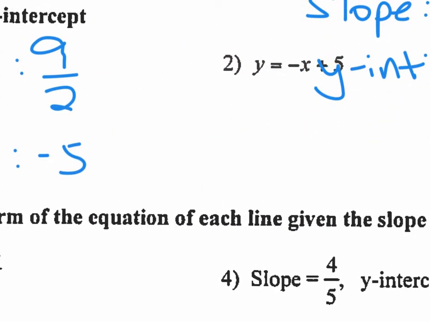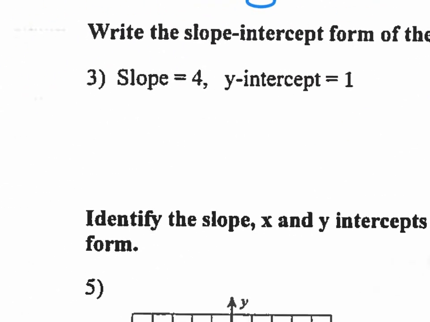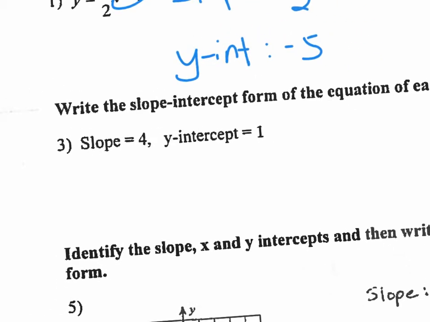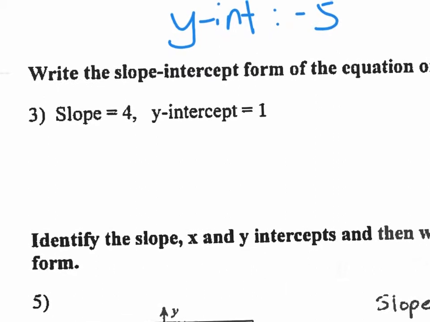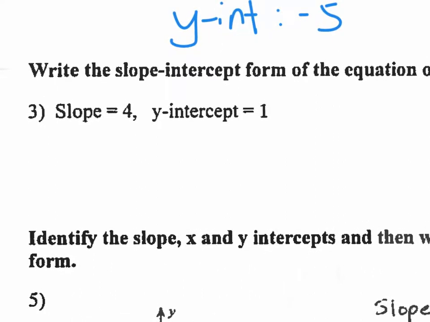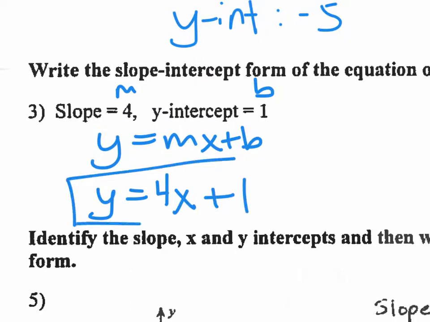for number 3, you're supposed to write the slope-intercept form of the equation of each line. So if the slope is 4 and the y-intercept is 1, I'm going to use the form y equals mx plus b. I'm going to fill in m is 4 and b is 1. So y equals 4x plus 1. And that is my slope-intercept form equation.